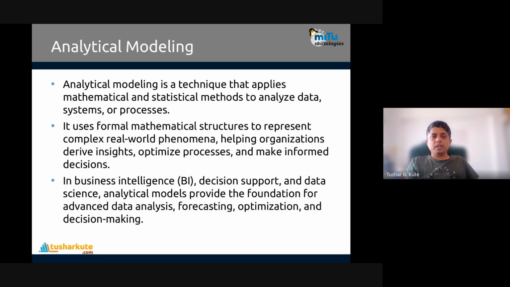And the last model is the analytical model, where we use analysis of something. We have already seen analytical models in the business intelligence session. They apply mathematical and statistical methods to analyze data, systems and processes, using formal mathematical structure to represent complex real-world phenomena, helping organizations derive insights, optimize processes and make informed decisions. They are used for data analysis, forecasting, optimization and decision making.